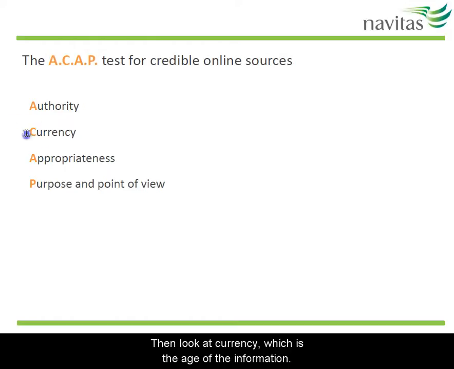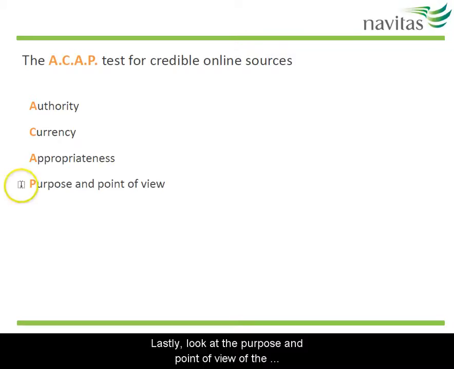Then look at the currency, which is the age of the information. Is it recent? Does it matter if it's not recent? Sometimes it does, sometimes it doesn't. Next, think about if the information is appropriate. Is the content just someone's opinion, or is it research-based? Does the information really fit your topic? Is the content biased or balanced?